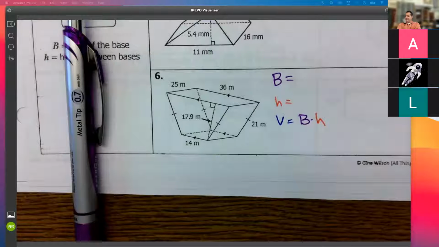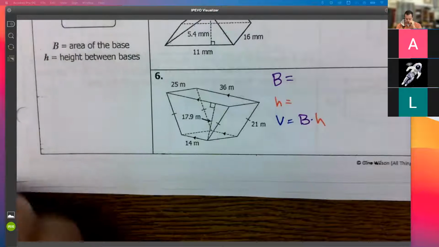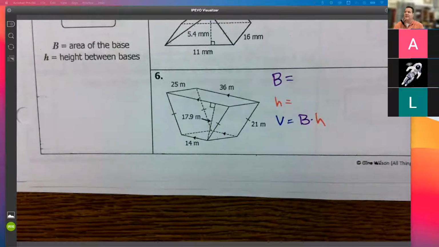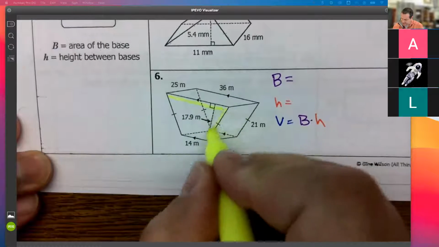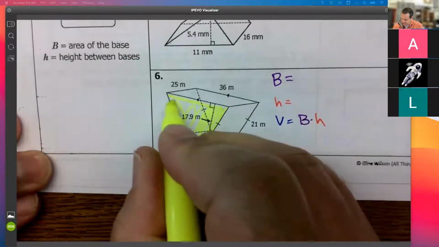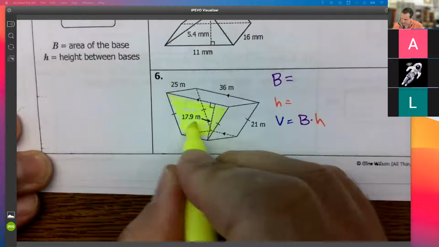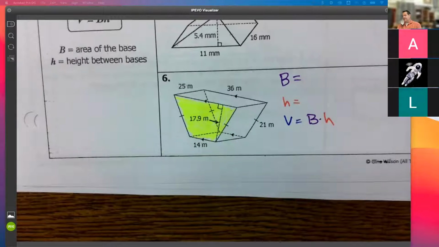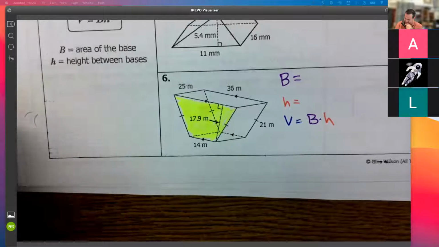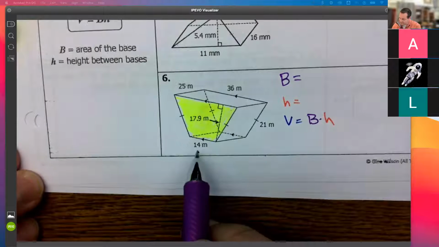In order to find the area of the base, first I have to identify what the base is. What kind of base is it? Good, trapezoid. It's this base here, because it's the only one that's not a quadrilateral that is a parallelogram. Remember, all faces have to be parallelograms. So if it's not a parallelogram, it can't be a face.